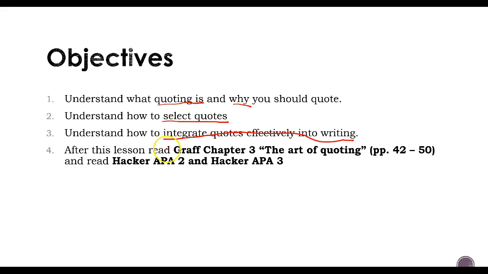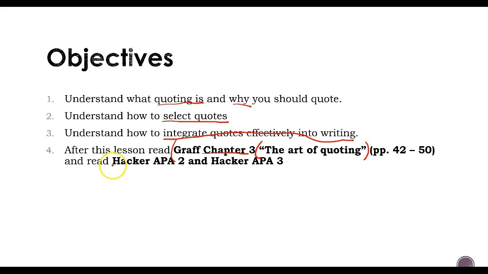After this lesson, I want you to read Graff. It's chapter 3, and it's called The Art of Quoting. This is a really nice chapter too. Like I said, The Art of Summarizing is one of the best chapters in the book, but The Art of Quoting isn't far behind. He has some really good tips for quoting in here. That's on pages 42 through 50. So make sure you read that right after this lesson. It's a really nice companion to this lesson.